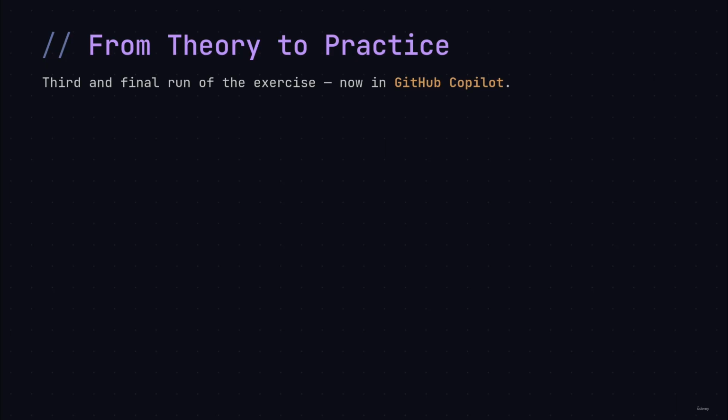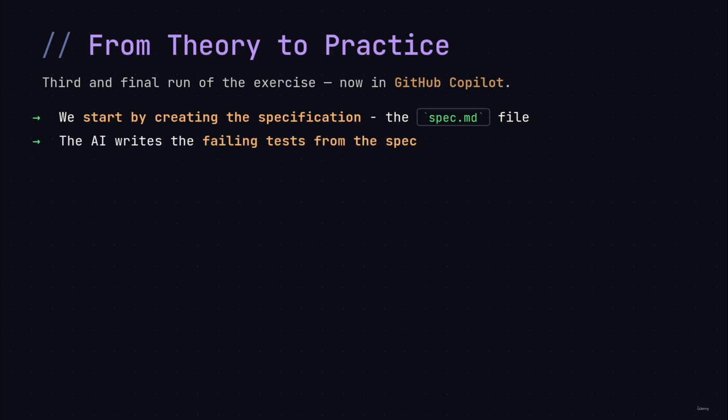Now in the previous lecture, we did the same in Cursor, and the lecture before that, we also did this with Claude Code. We are going to start by creating the specification. This will be in the form of a spec.md file that we'll add in the root of the project. We'll then let the AI write the failing tests from the spec, and then the AI will implement the function from these tests that are based on the spec.